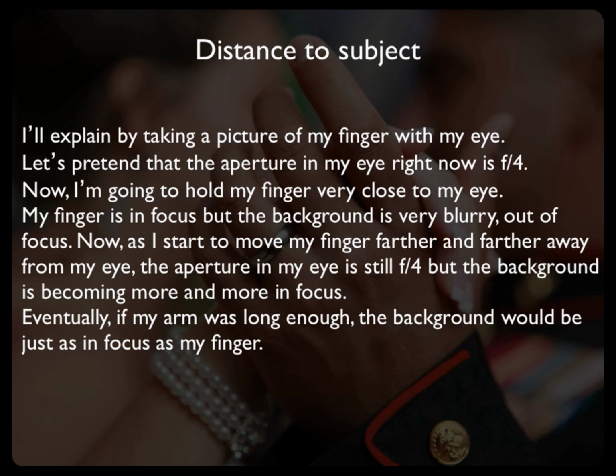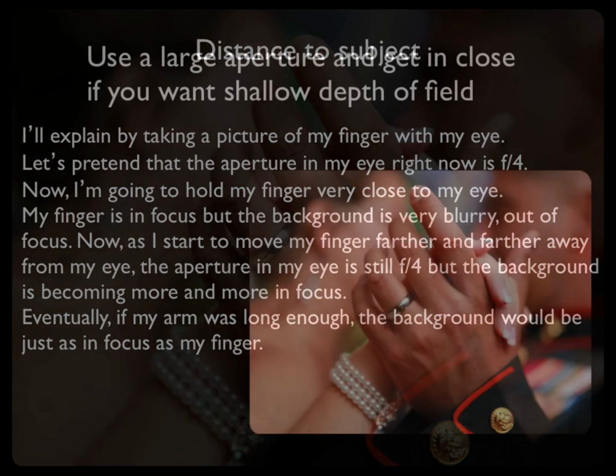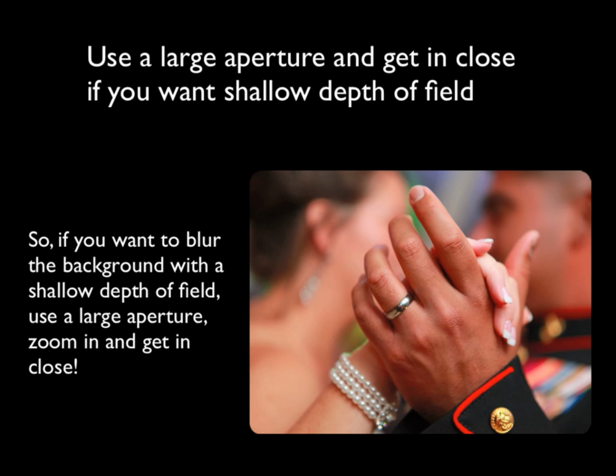Now as I start to move my finger farther and farther away from my eye, the aperture in my eye is still f4, but the background is becoming more and more in focus. Eventually, if my arm was long enough, the background would be just as in focus as my finger. So if you want to blur the background with a shallow depth of field, use a large aperture, zoom in, and get in close.